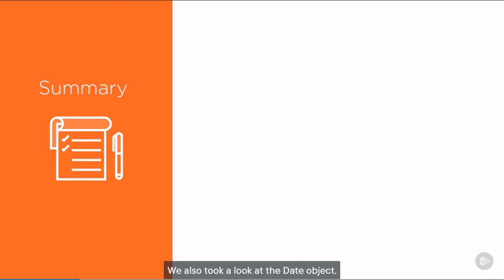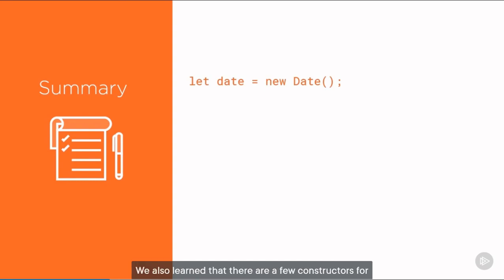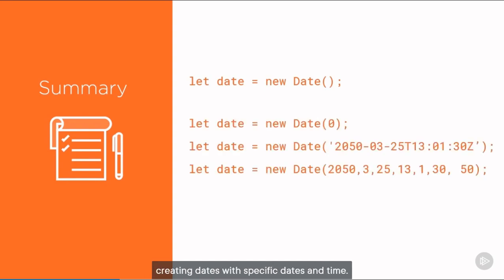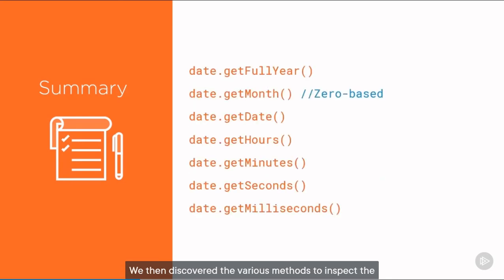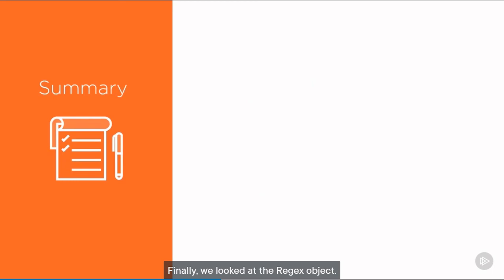We also took a look at the date object. Key takeaways are that you can create a new date that represents the current date like this. We also learned that there are a few constructors for creating dates with specific dates and time. We then discovered the various methods to inspect the different date and time parts of a date. And don't forget that the number returned by getMonth is zero-based. That can trip you up if you forget. Also remember that these functions use the local time zone and that there are UTC versions that return values in universal time. Finally, we looked at the regex object.